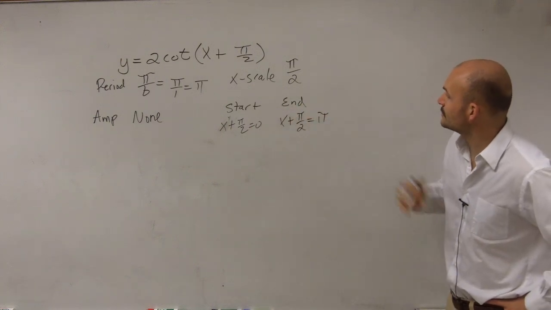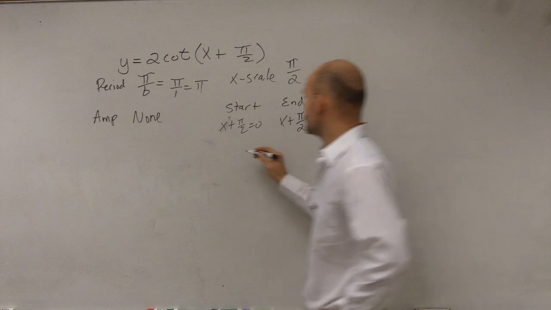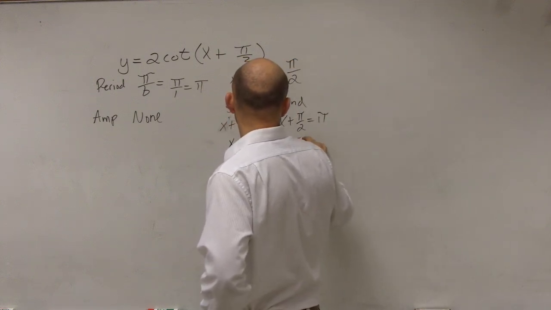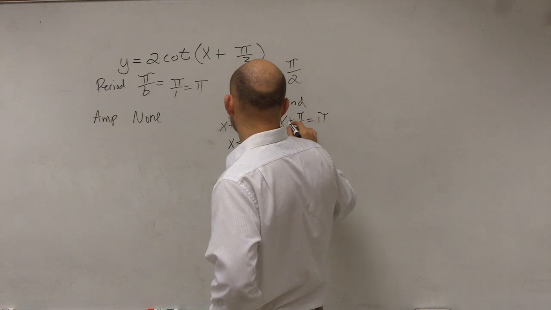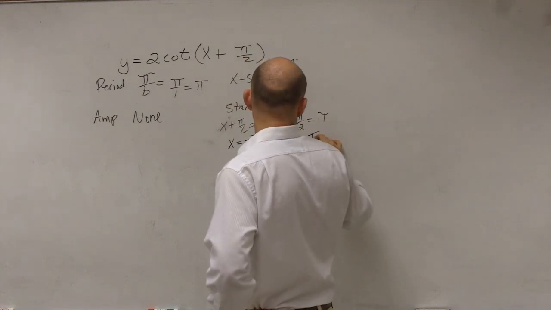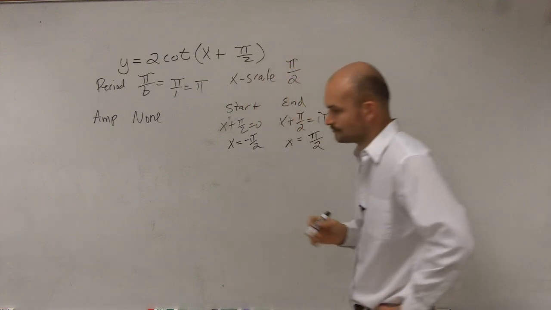Then once you have your start and your end, we need to solve for x. So x is going to equal negative pi halves. And for this one, x plus pi halves equals pi, so we're going to have x equals pi halves.